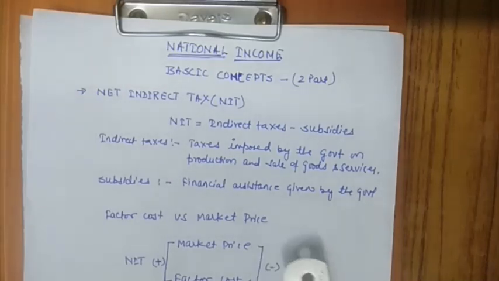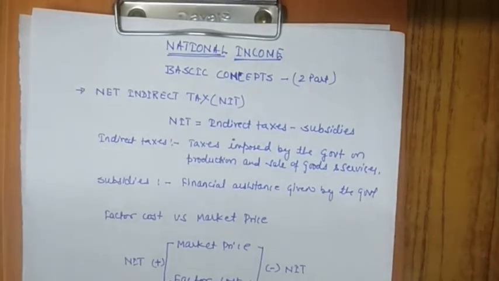In a numerical, if you have to convert market price into factor cost, you will subtract net indirect taxes. On the contrary, if a numerical is given where you have to convert factor cost into market price, then you have to add net indirect tax, that is NIT. Remember this, that market price is equal to factor cost plus net indirect taxes. Net indirect taxes is indirect taxes minus subsidies.